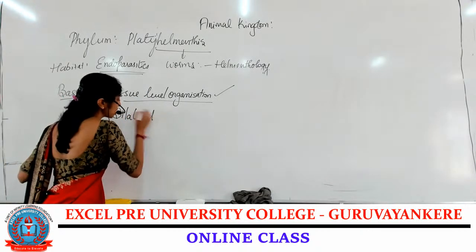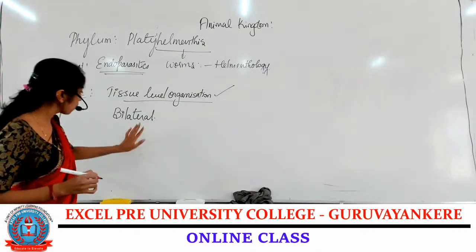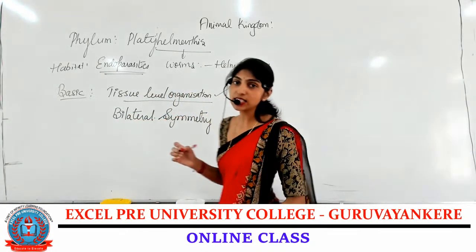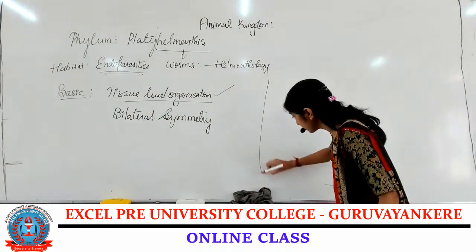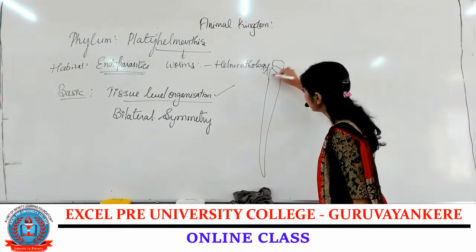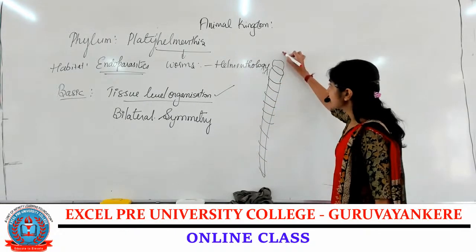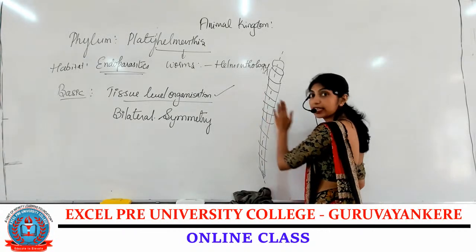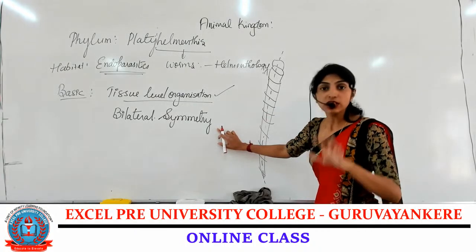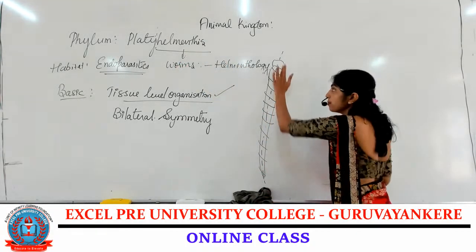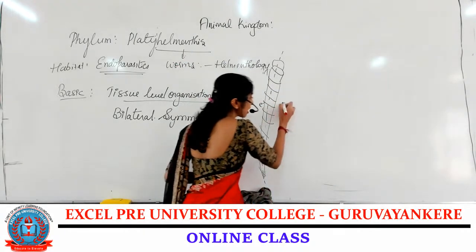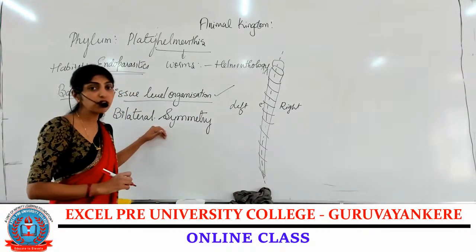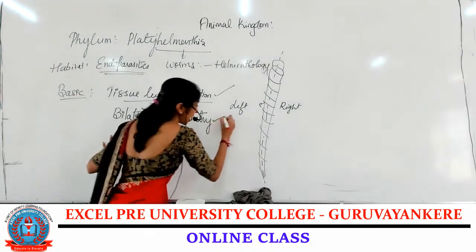bilateral symmetry. What type of symmetry do they show? They show bilateral symmetry. Now what is this bilateral body symmetry? I have told you in the last session itself. Consider this is a tapeworm. When I divide this organism through the central axis, if I get identical left and right, then that symmetry is called bilateral symmetry. The organisms belonging to Platyhelminthes can be divided into identical left and right when we divide them along the central axis. That is why they have bilateral symmetry.